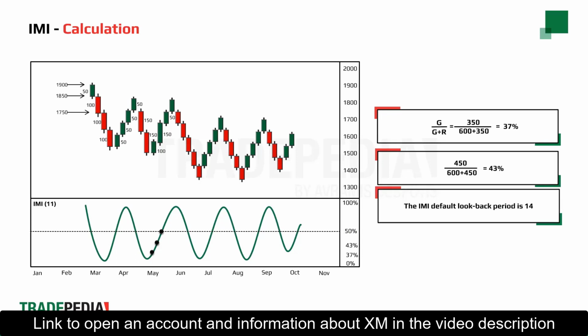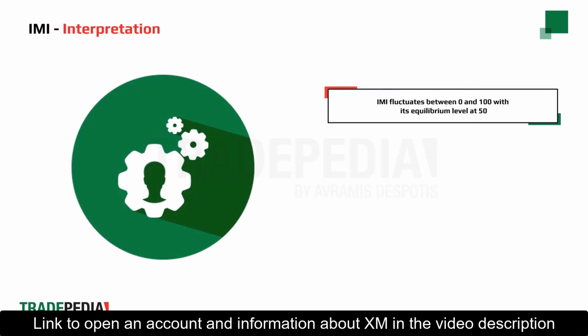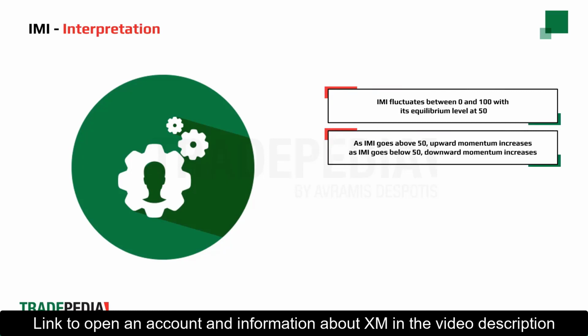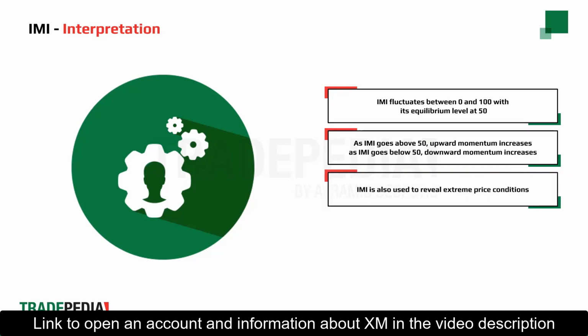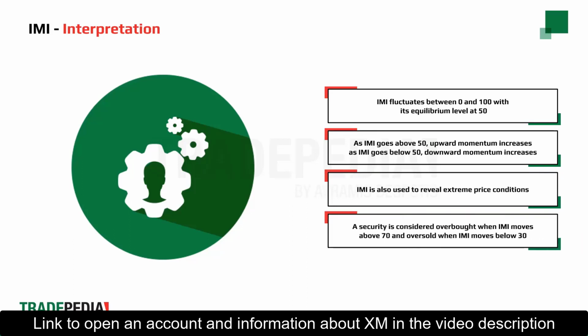Similar to the RSI, the IMI default look-back period is 14, but can also be changed to alter the sensitivity of the oscillator. IMI fluctuates between 0 and 100 with its equilibrium level at 50. As it goes above 50, upward momentum increases. As it goes below 50, downward momentum increases. Like RSI, IMI is also used to reveal extreme price conditions. A security is considered overbought when IMI moves above 70, and oversold when IMI drops below 30.